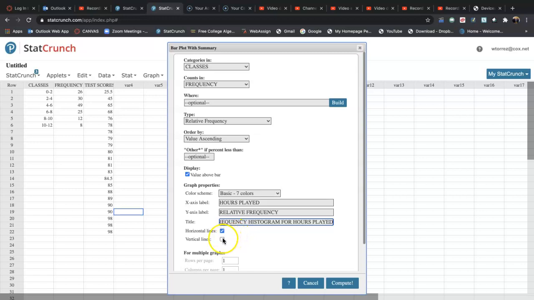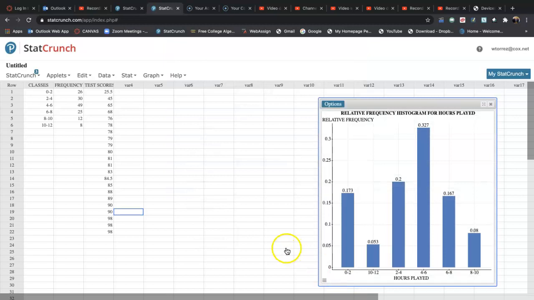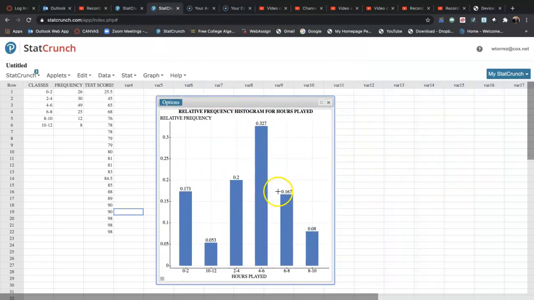Okay, and these 2 options here will give us a grid. Not necessary, but let's go ahead and see what it looks like. Okay, so now we compute, and now we get our graph, our plot of the relative frequency histogram for the hours played. So when you look on this plot, you'll see the axes have been labeled, the axes are scaled, and it's all done automatically by StatCrunch.